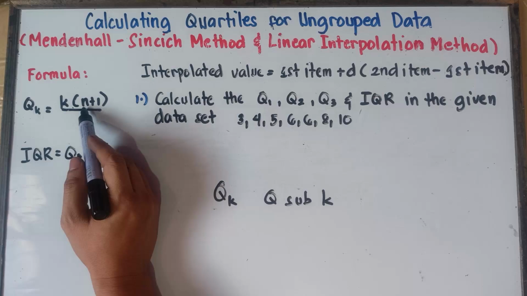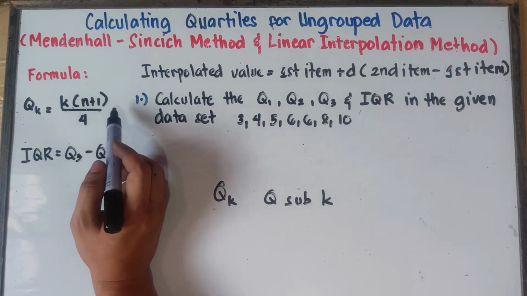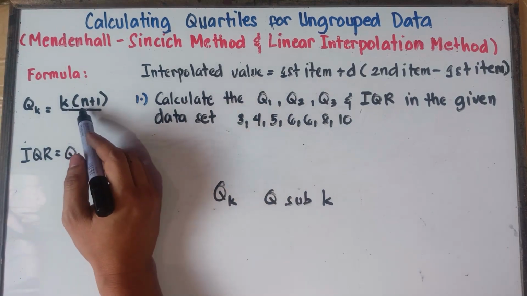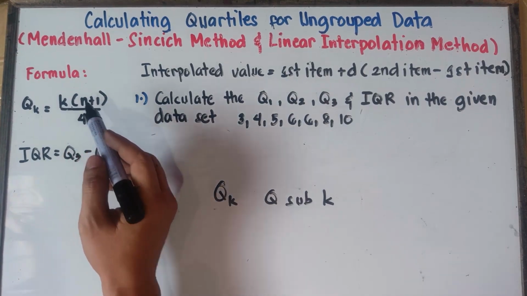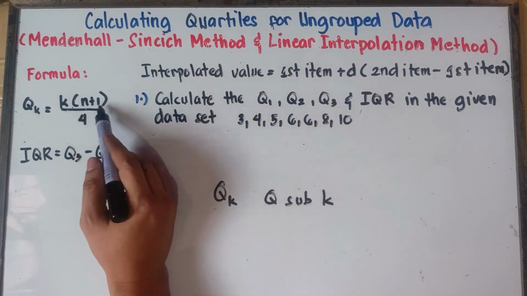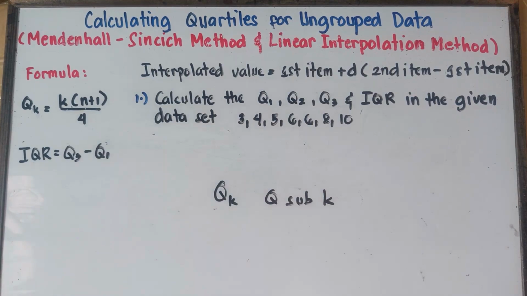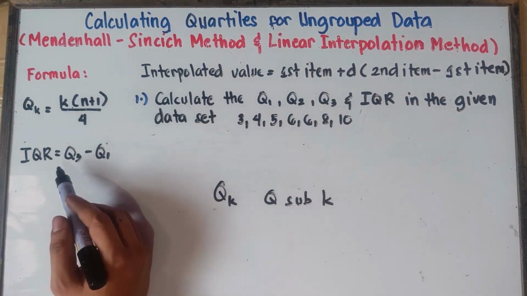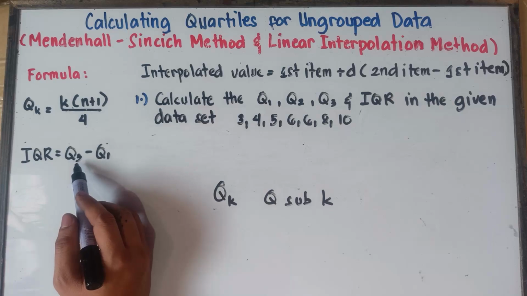Alright, and n is the total number of samples, or the total number of values in the data set. And then plus 1 is a constant. It's already in the formula, divided by 4. To get the interquartile range, that would be quartile 3 minus quartile 1.